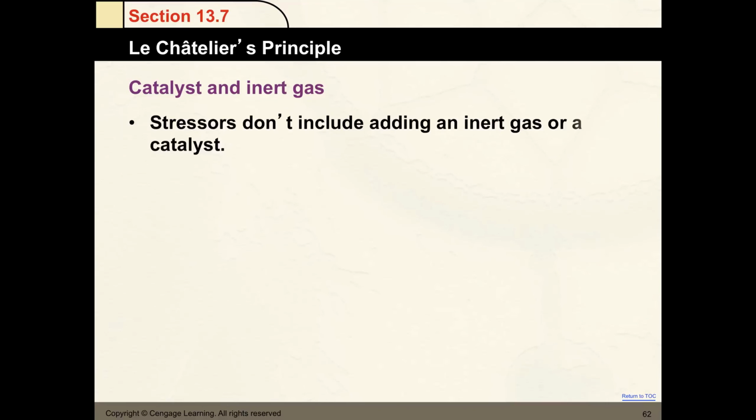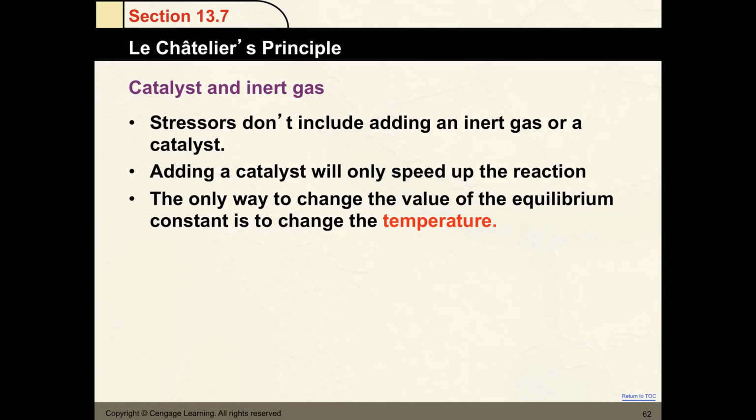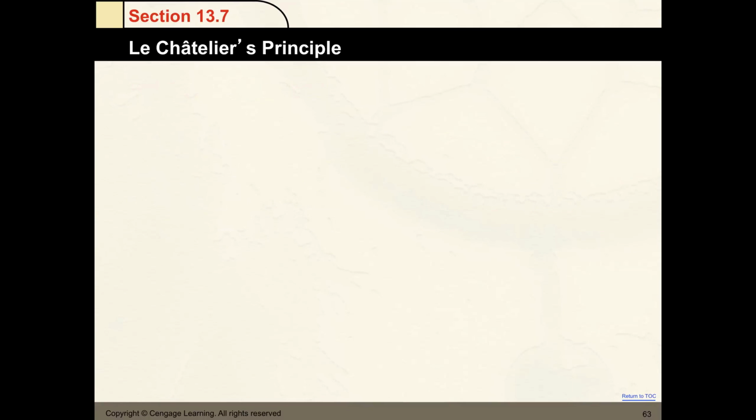And another reminder, stressors don't include adding an inert gas or a catalyst. A catalyst is only going to speed up the reaction. The only way to change the value of K, the equilibrium constant, would be to change the temperature.